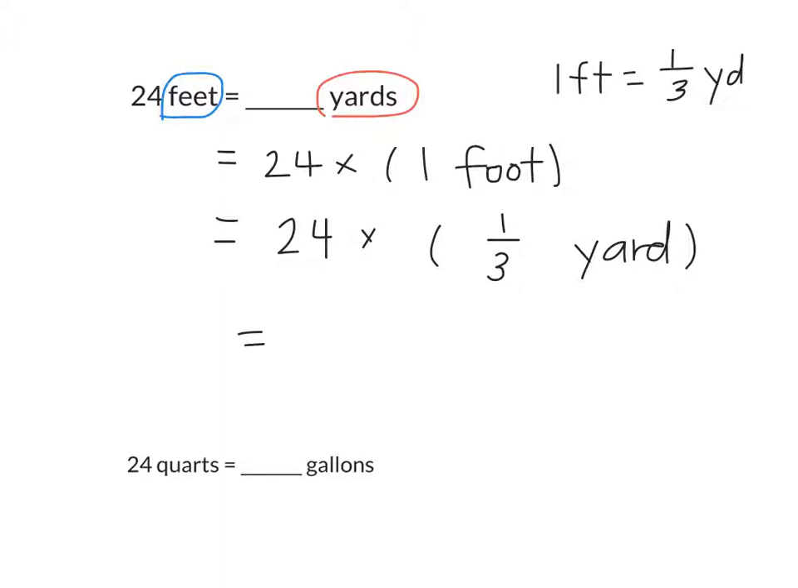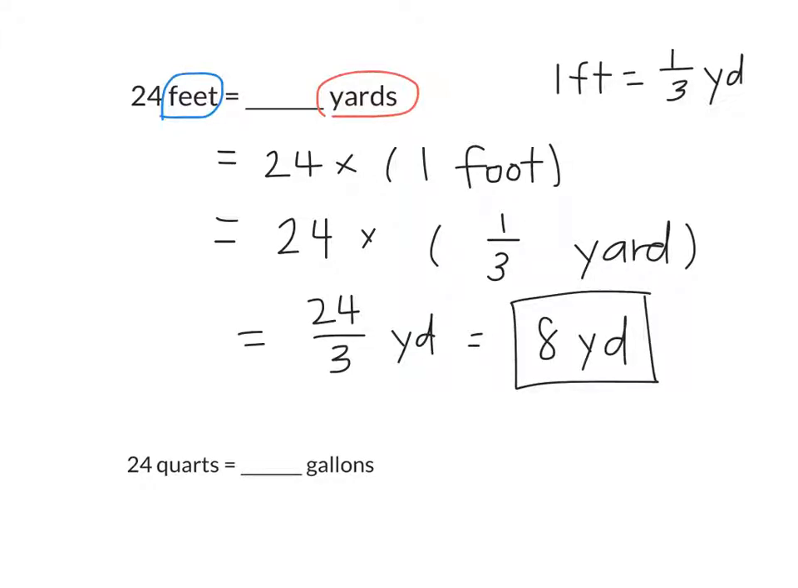If I have 24 copies of 1/3, is that the same as 24 thirds? Yes. Okay, what's 24 divided by 3? 8. So therefore, 24 feet is the same as 8 yards.